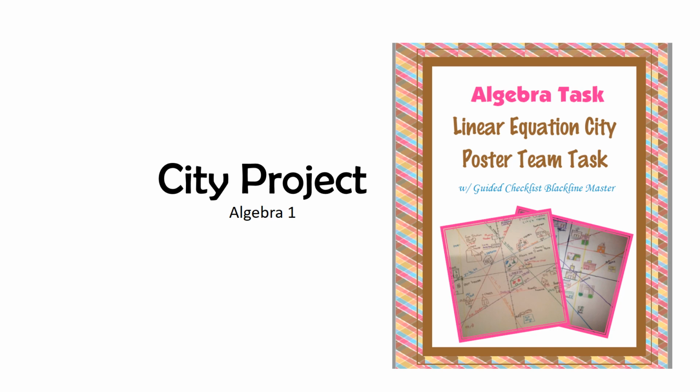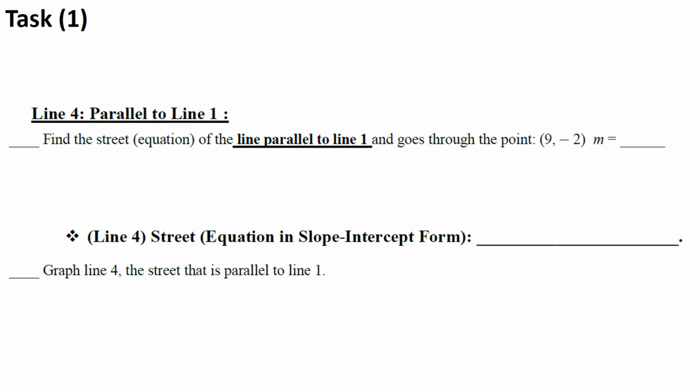All right, here we are on the city project. Task 1, line number 4. So the line 4 instructions are saying find the equation of the line parallel to line 1 and goes through point (9, -2).